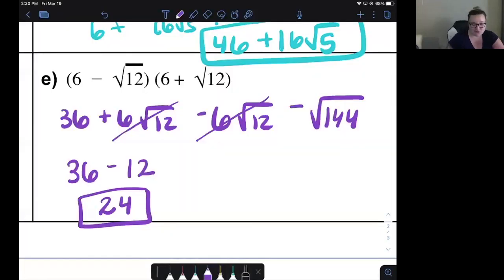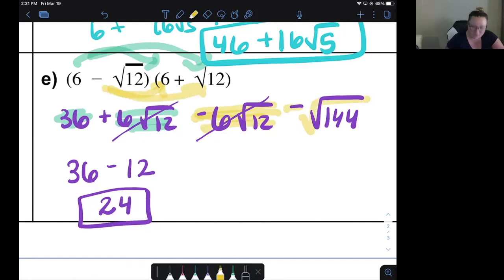All right, so 6 times 6 is 36. 6 times root 12 is 6 root 12. Negative root 12 times 6 is negative 6 root 12. Negative root 12 times root 12 is negative root 144. These two terms end up canceling. The square root of 144 is 12. So I'm left with 36 minus 12, which is just 24.